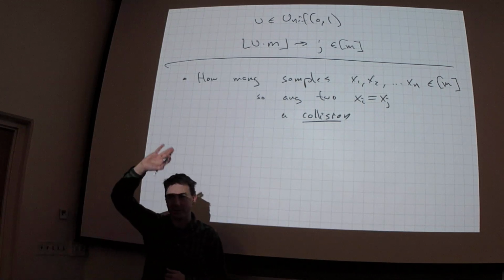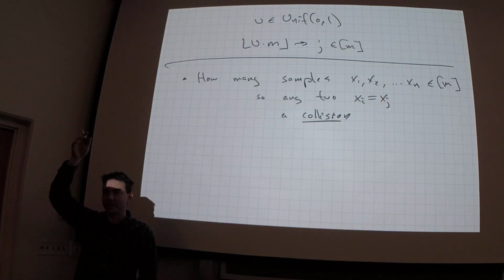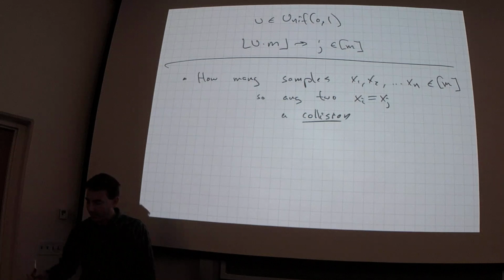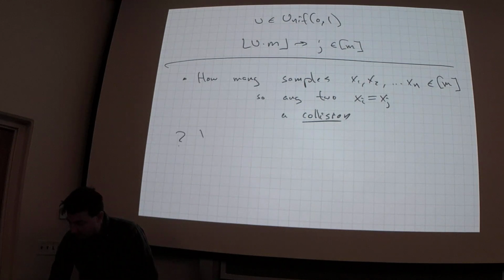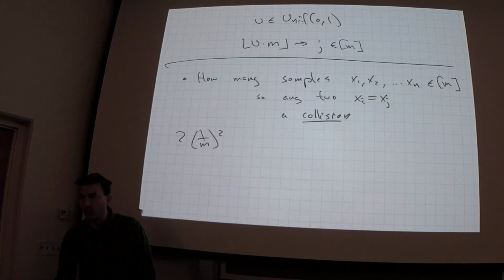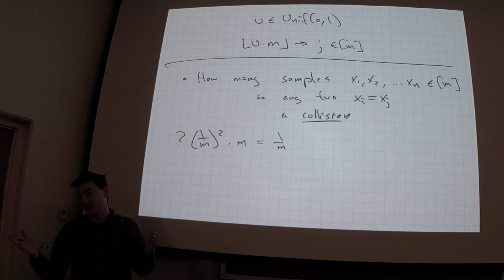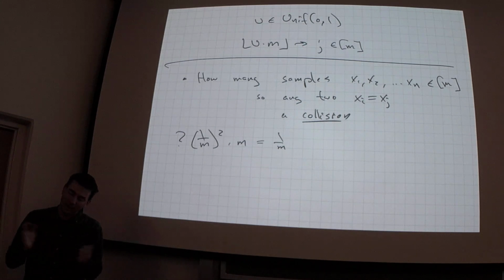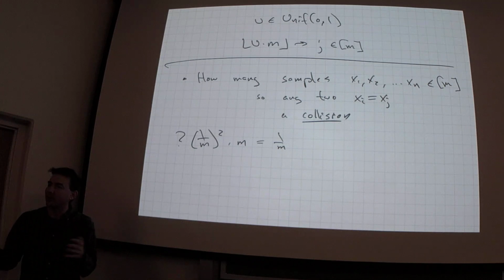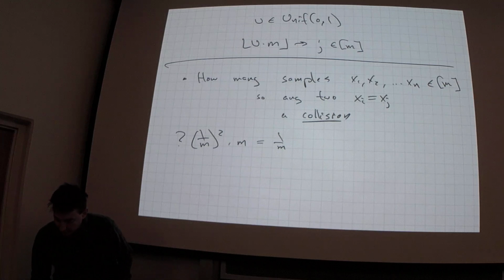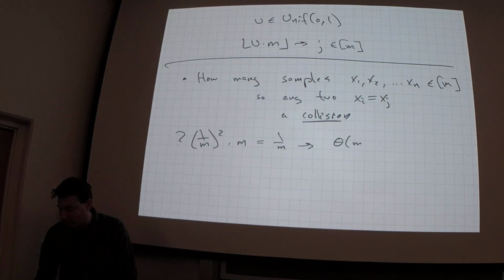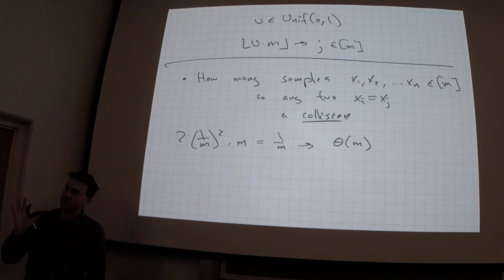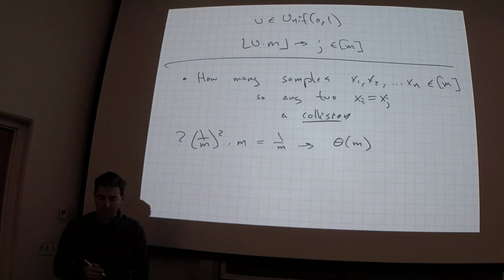How many do I draw until I have a collision between two of these things? Does anyone have a guess or know the answer? One divided by 365 squared. Okay, so guess 1 over m squared times m, and this would be 1 over m. So maybe roughly 1 over n, or if I wrote it in big O notation, theta of m samples. So theta of m samples is a reasonable guess. Any other guesses?